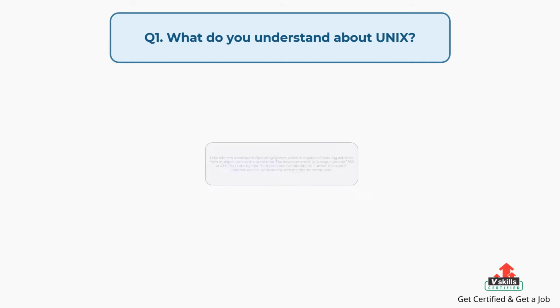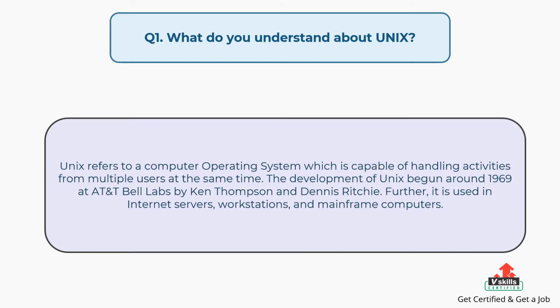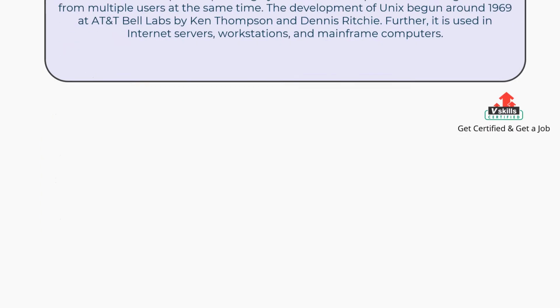The answer is UNIX refers to a computer operating system which is capable of handling activities from multiple users at the same time. The development of UNIX begun around 1969 at AT&T Bell Labs by Ken Thompson and Dennis Ritchie. Further, it is used in Internet servers, workstations, and mainframe computers.